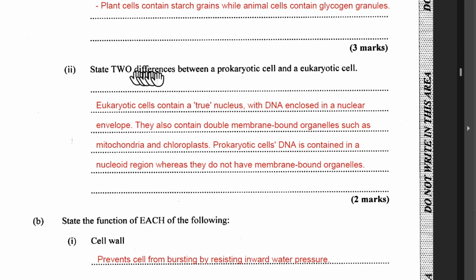Part 2. State 2 differences between a prokaryotic and a eukaryotic cell. Eukaryotic cells contain a true nucleus with DNA enclosed in a nuclear envelope, both DNA and RNA. They also contain double membrane-bound organelles such as mitochondria and chloroplasts. Prokaryotic cells' DNA, on the other hand, is not found in a nucleus but is distributed in a nucleoid region as plasmids or circular DNA or stringy linear DNA, whereas they do not have membrane-bound organelles, so they don't have mitochondria and chloroplasts and things like that.